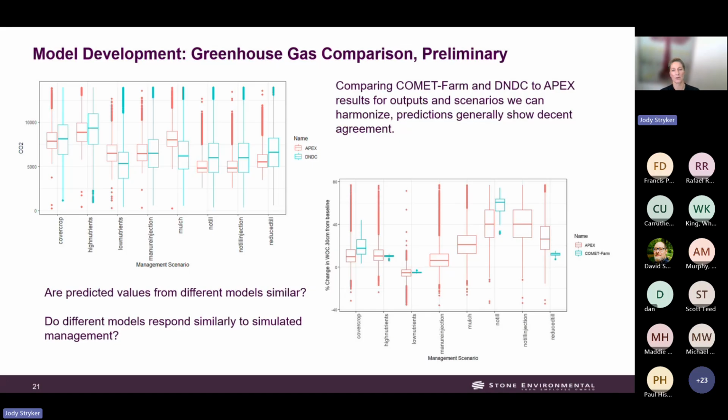So you see on the top left that we're looking at the overall magnitude of carbon dioxide emissions for these different scenarios. And again, we're seeing that the models are generally comparable. And then the other plot shows the model responses to each of those practices. And again, we see general agreement with how those practices impact soil organic matter.